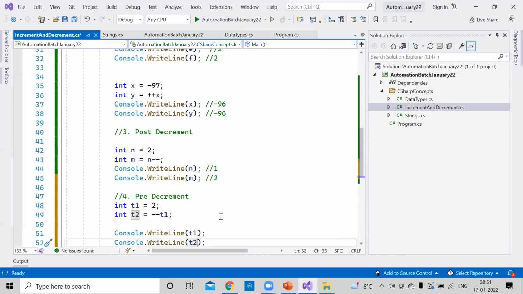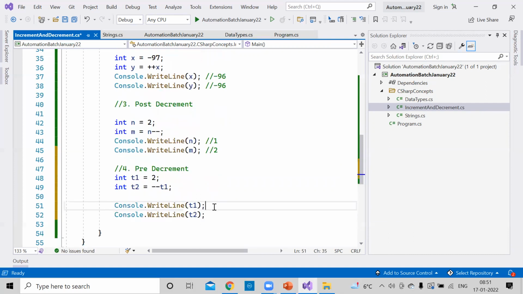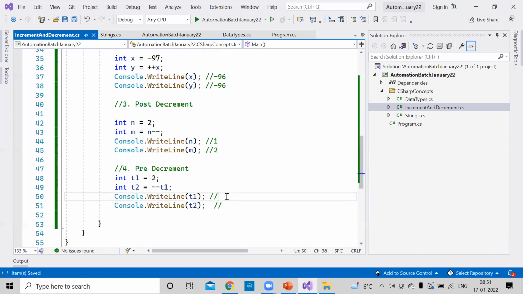So Aswini, this time I expect a correct answer from you. First think, write it down yourself, and then please answer. What will be the value we will get over here? What would be the t1 and t2? T2 will be 1 and t1 will be 1. Okay, let's execute it and let's see whether you are right or not.